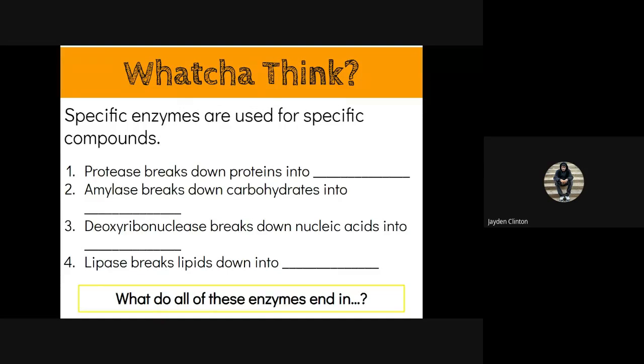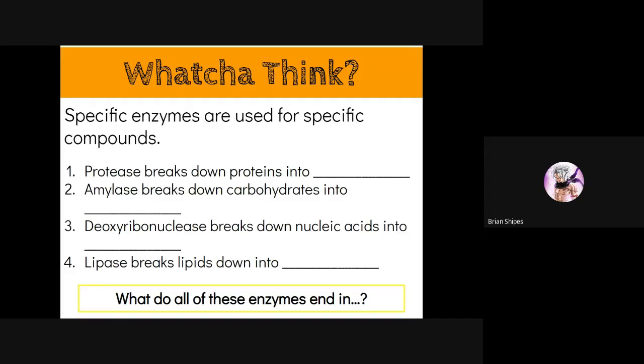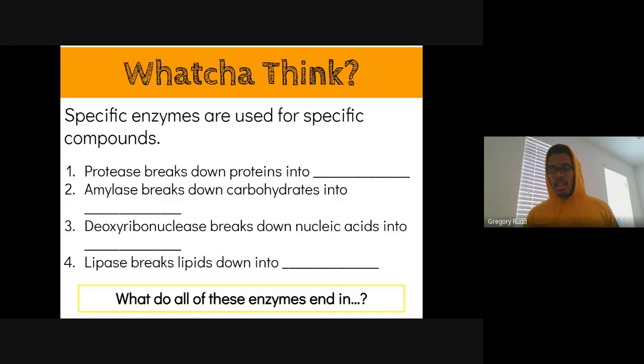How do you pronounce that word? Just spell it. You can type it into the chat. I'm talking about that D word. Oh, deoxyribonuclease. Do they break down into nucleotides? Yes, thank you, Ryan. So nucleotides are the monomer of nucleic acids. So deoxyribonuclease breaks down nucleic acids into nucleotides because nucleotides are the monomer of nucleic acids. Last one, we should already know, we should be looking for the monomer here. Lipase breaks down lipids into what?